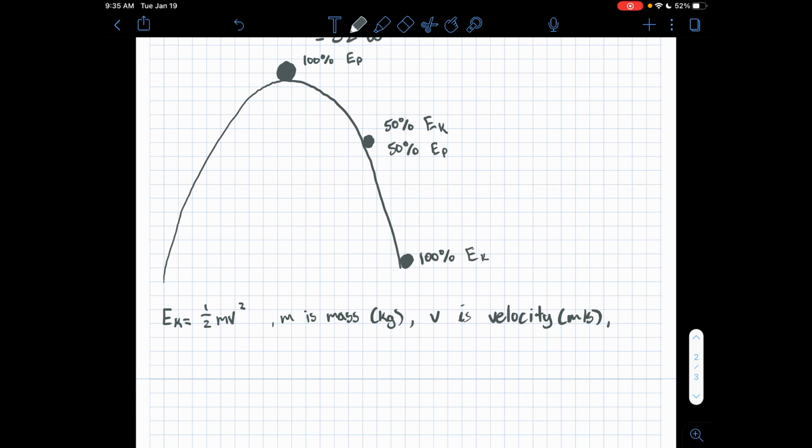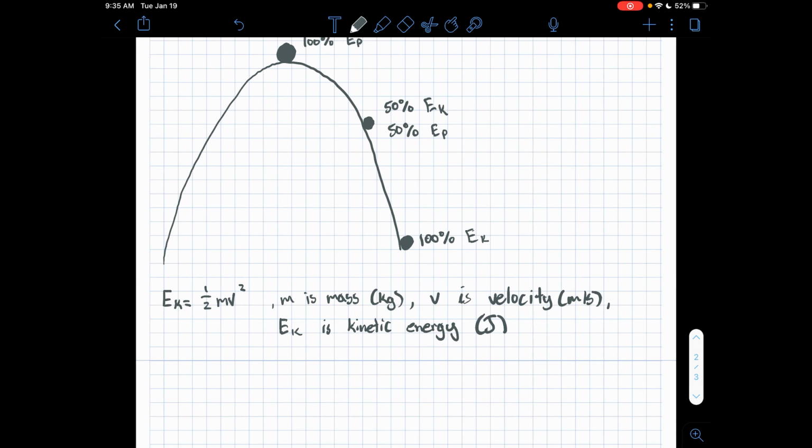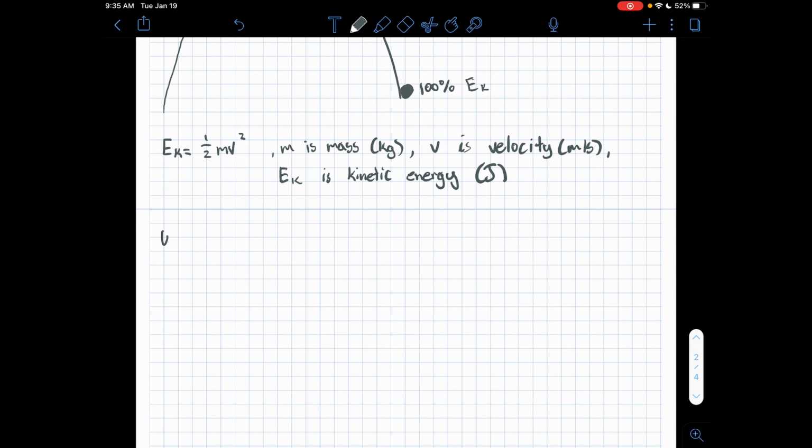And also the energy is measured in joules, just like work. EK is the kinetic energy, measured in joules. All right, so when you're dealing with kinetic energy, the change in kinetic energy is also equal to the total or the net work that is being done. Since these two are both measured in joules, you can sometimes use them interchangeably, although it depends on the situation and also the question.